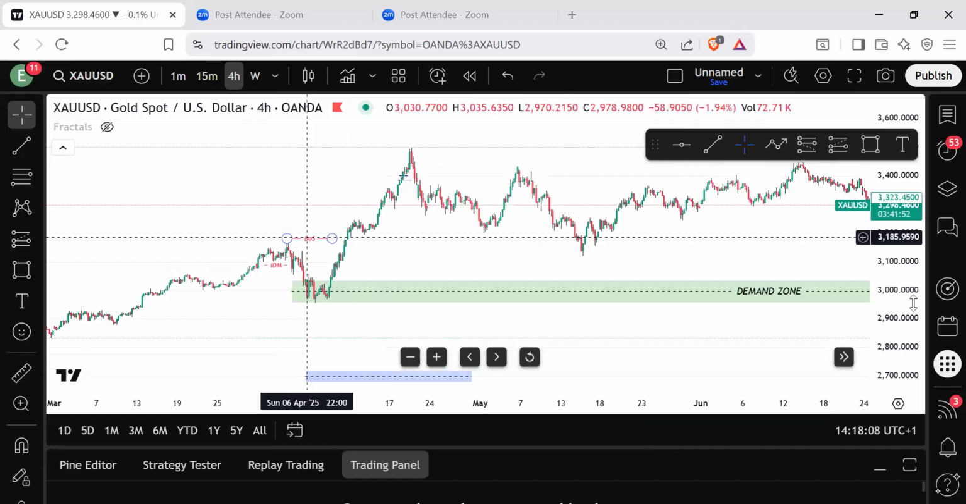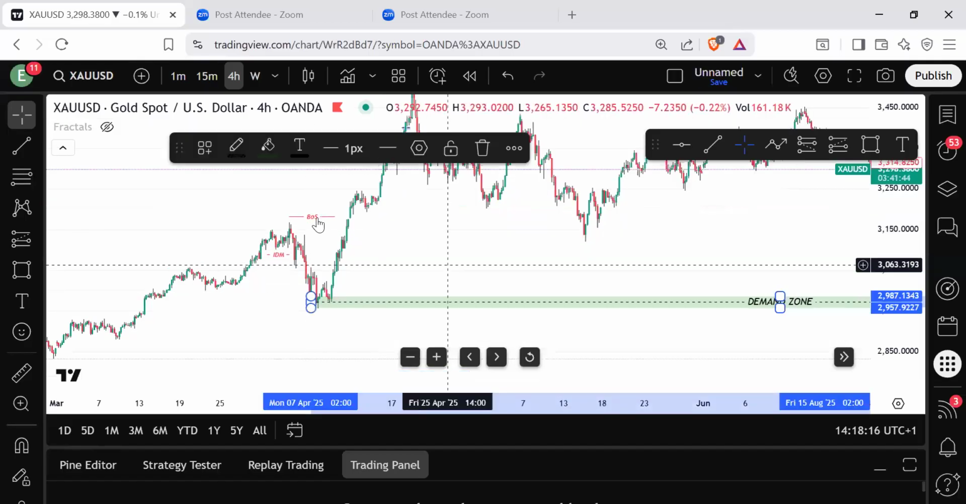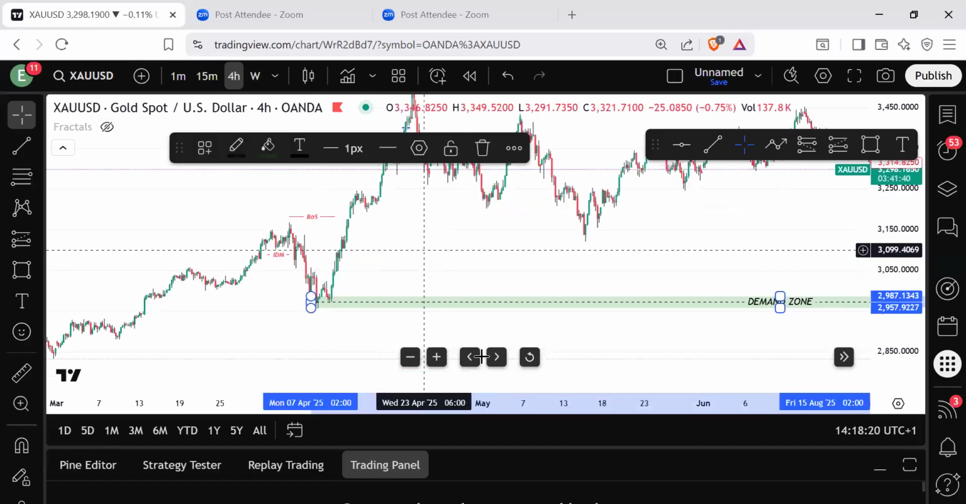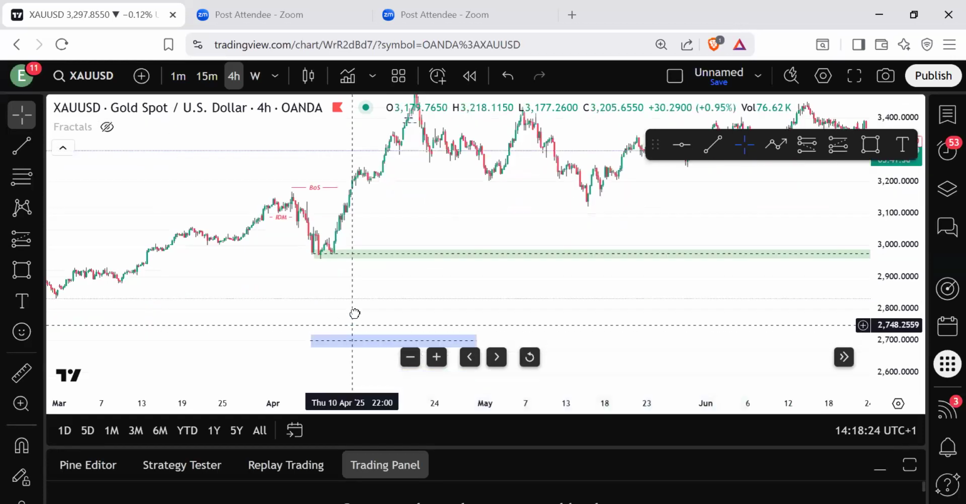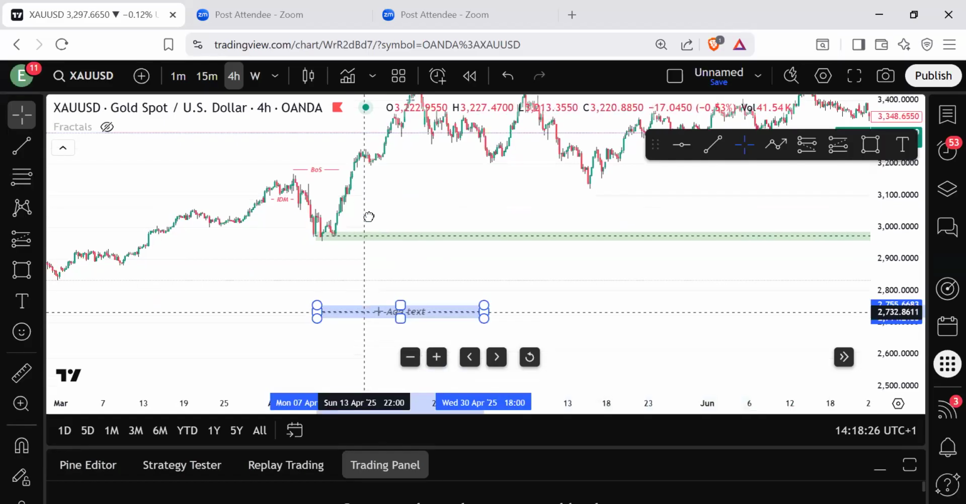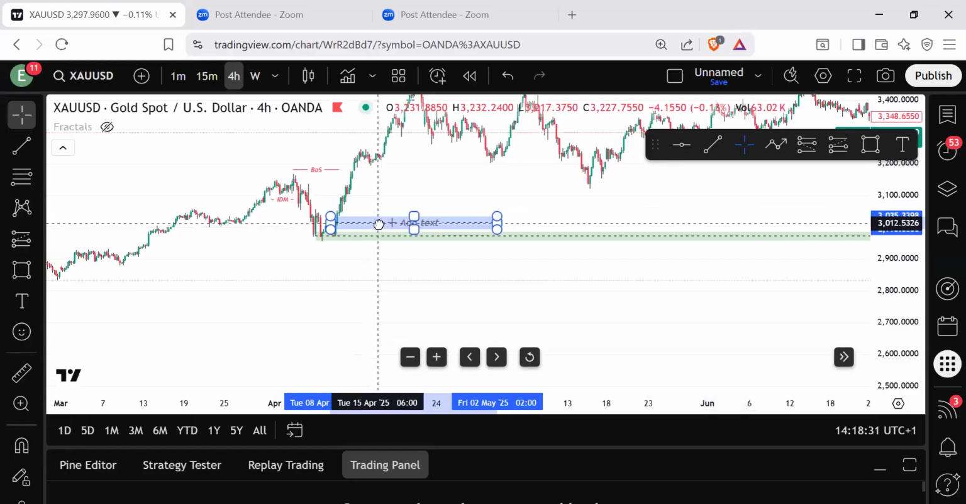So we can see that there's a fair value gap here. This zone causes a break of structure. So how many fair value gaps do we need at least? Is any number required? One is enough. Oh, okay, so one is enough. I see.